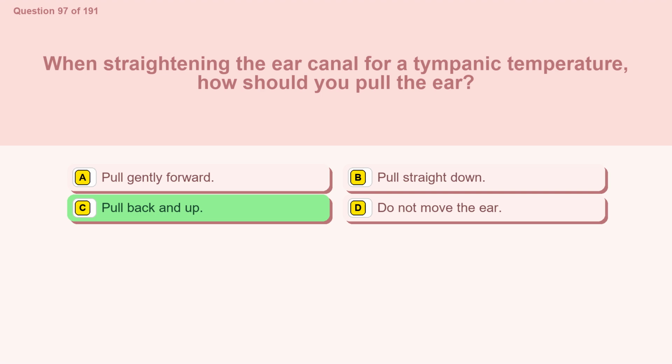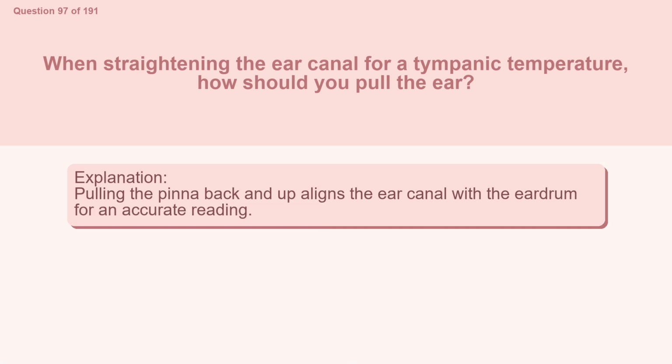The correct answer is option C, pull back and up. Pulling the pinna back and up aligns the ear canal with the eardrum for an accurate reading.